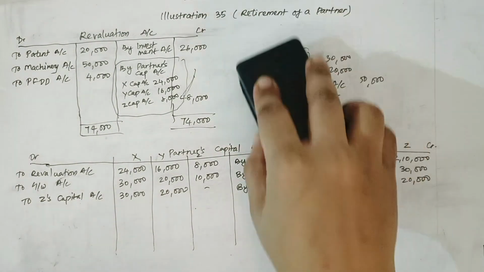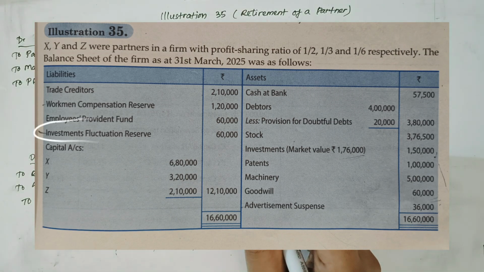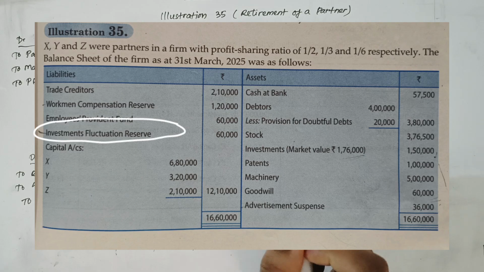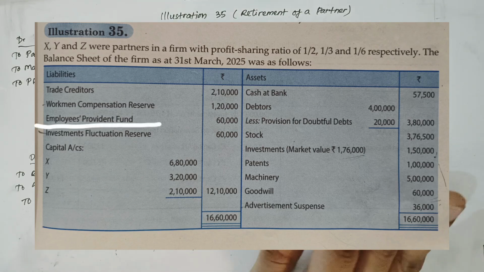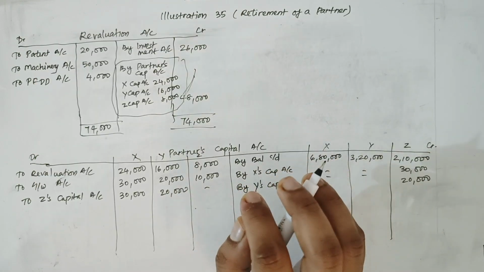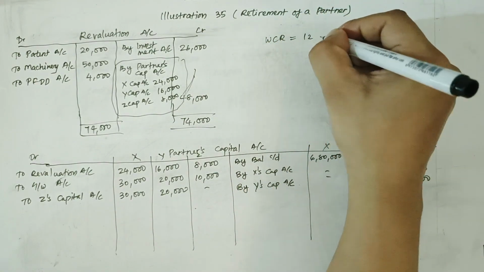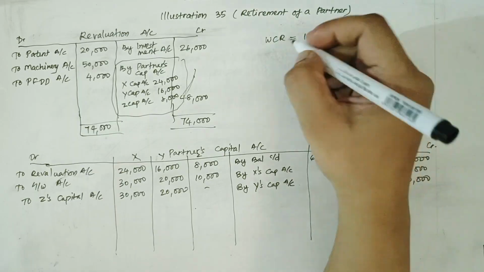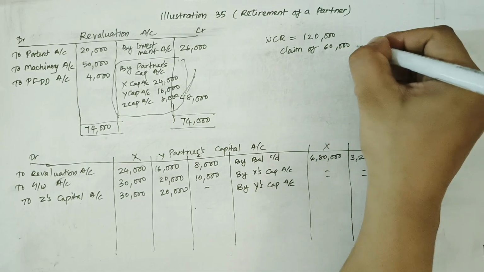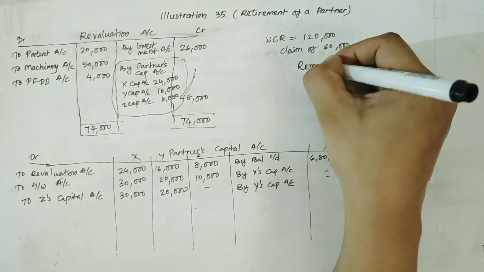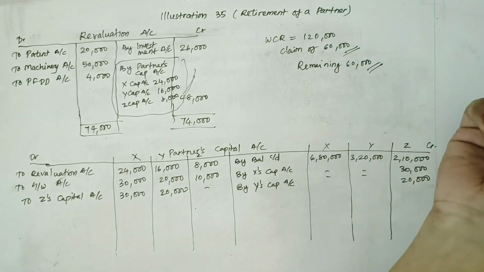Next one, in the balance sheet, there is workmen's compensation reserve and investment fluctuation reserve on the liability side. It has to be distributed. Employees provident fund should not be distributed because it's a liability. It is not distributed among the partners. So workmen's compensation reserve, the value is 1,20,000 and there was a claim of 60,000, and the remaining 60,000 is distributed among the partners.